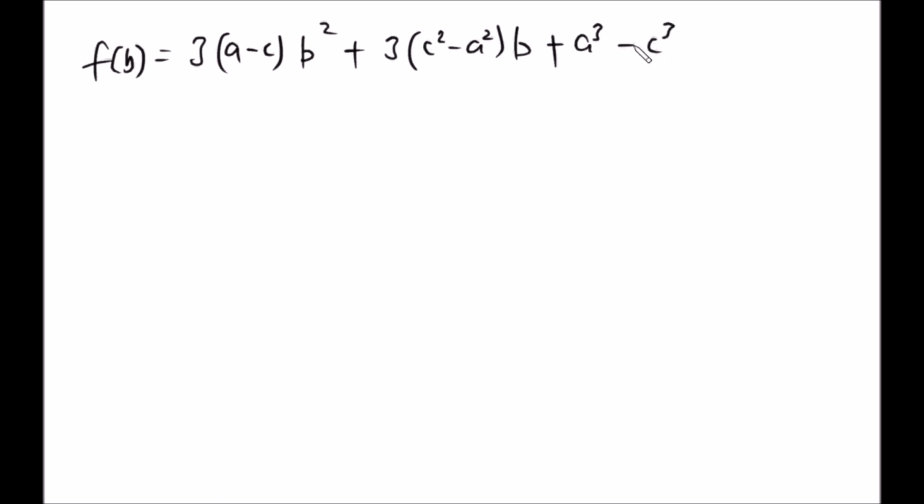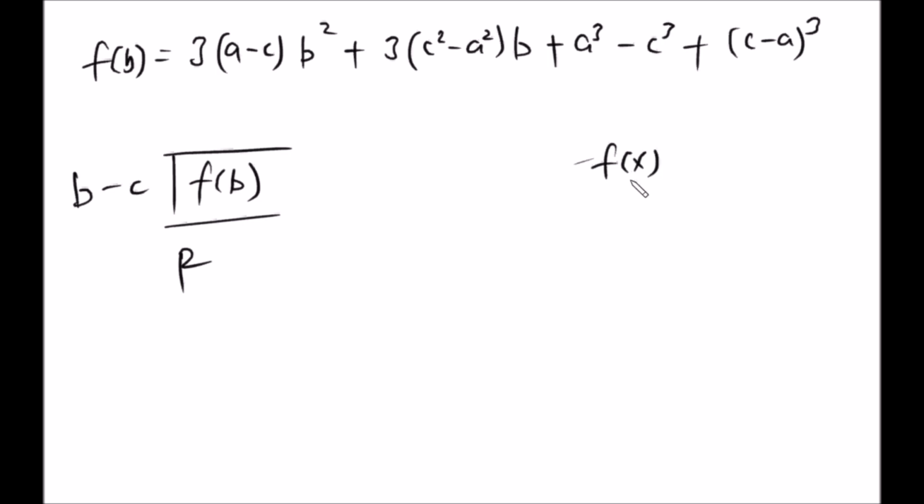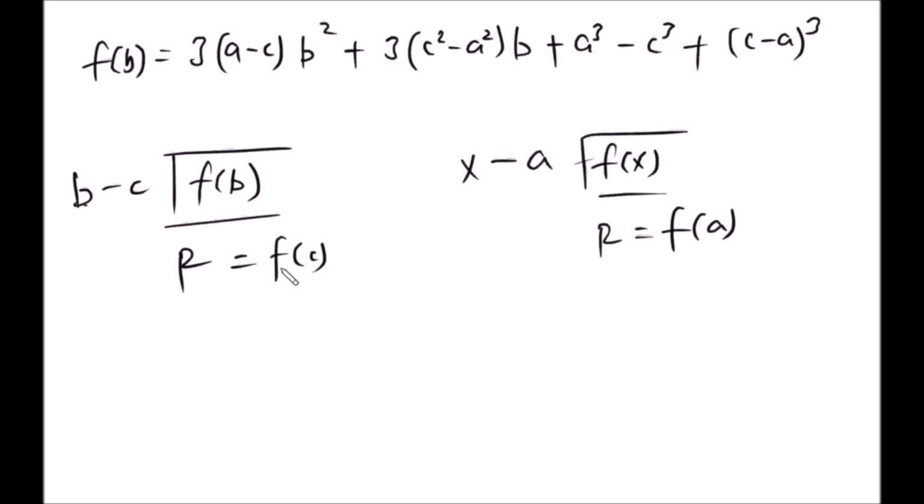So my FB tumeona ni 3a minus c b squared plus 3, we have c squared minus a squared b, so we have plus a cube minus c cube, so plus c minus a yote cube. So hii FB sasa nikigawanya kwa b minus c remainder sasa, si unajua fx nikigawanya kwa x minus a, remainder ni nini? F of a. So badala x tuna b, badala a tuna c. Kwa hiyo hapa remainder ni f of c. So hili b minus c iwe factor ya fb, inabidi f of c iwe nini? 0.